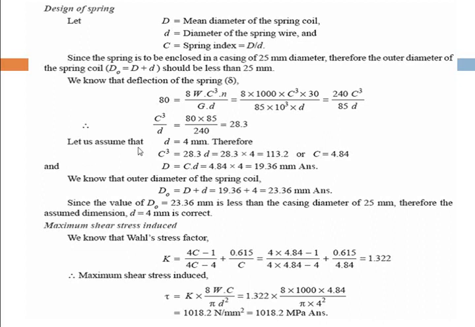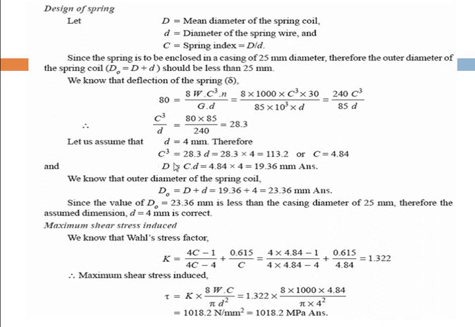Now we need to assume some value for the diameter, small d, the diameter of the spring wire. Let us assume that d is equal to 4 mm. You can assume any value, 5 or 6, because the outside diameter should be 25 mm. The inside diameter of the spring should be half of this. Based on those metrics you can assume this d value.